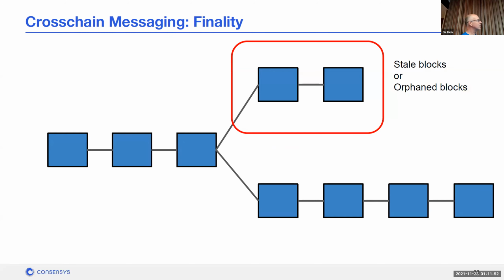So one thing to keep in mind, though, when you're thinking about these systems is finality. As you can see, you've got a blockchain and then it forks. And so the top ones become stale blocks or orphaned blocks. So if you had an event emitted related to a block that becomes orphaned, you've got a problem. So what you need to do is wait for the blocks to become final before you start trusting information that is emitted.